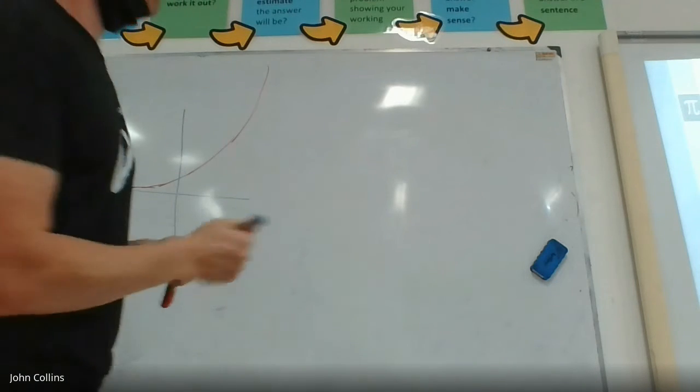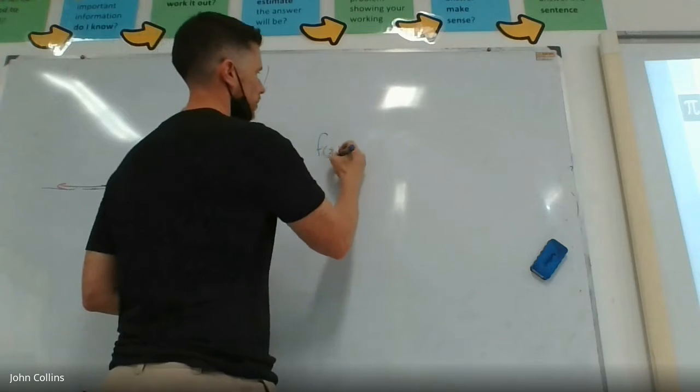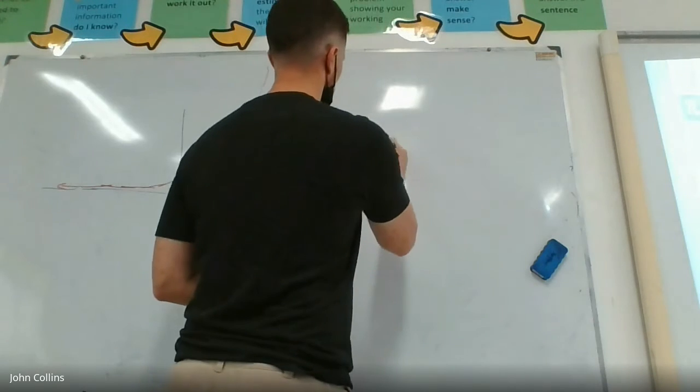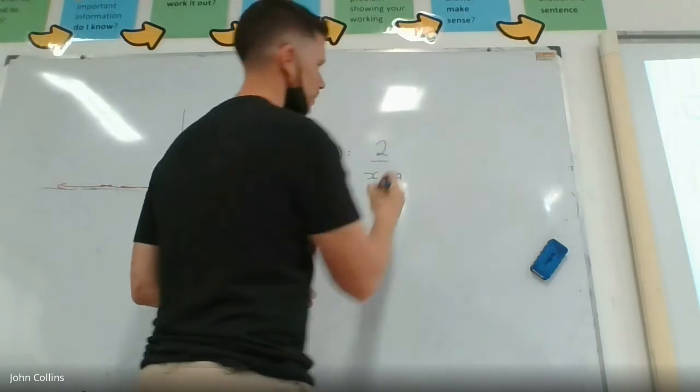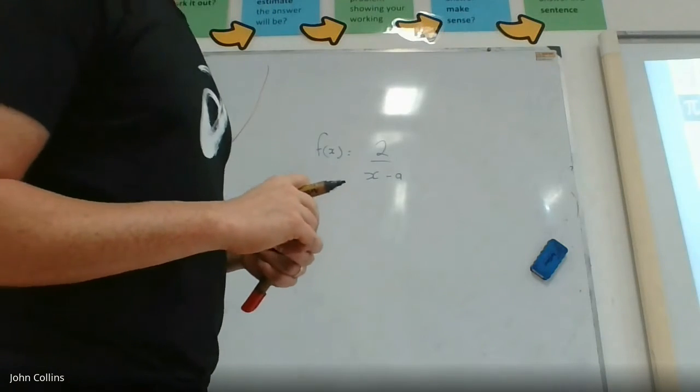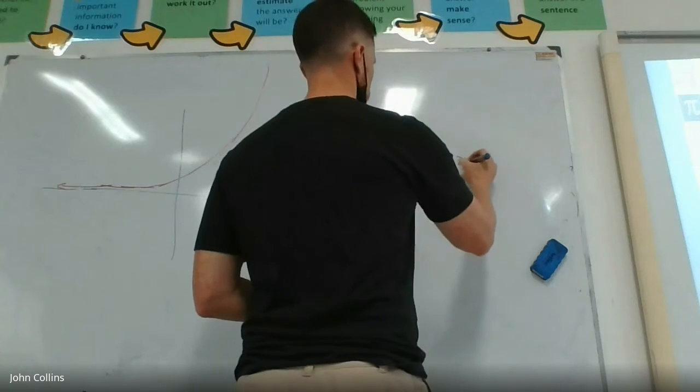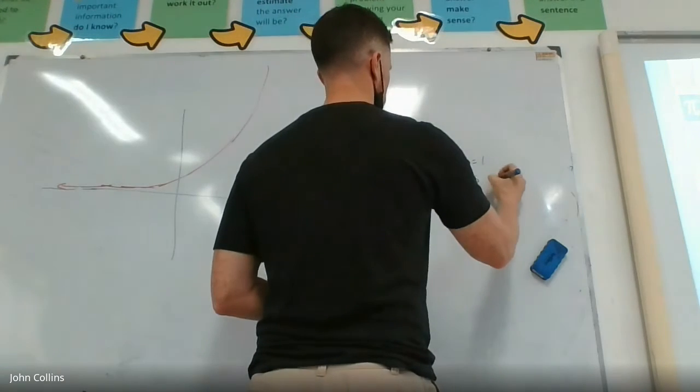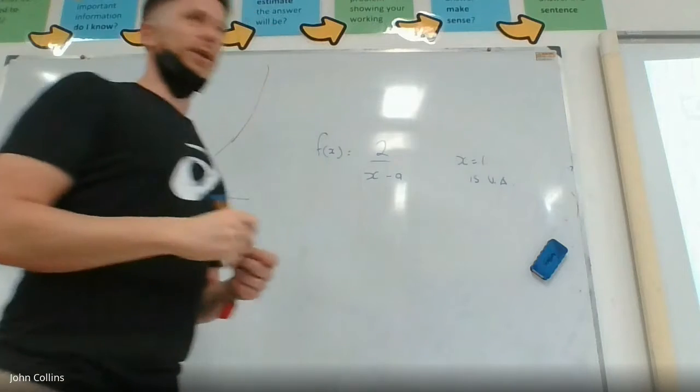Perhaps we can do this. It seems to be a pretty short question. f(x) is equal to 2 over x minus a. Write down the value of a, given that the line x = 1 is the vertical asymptote. Okay. What is a?